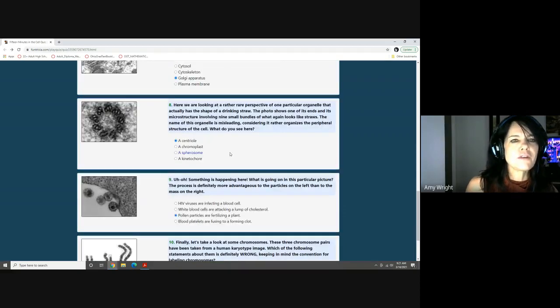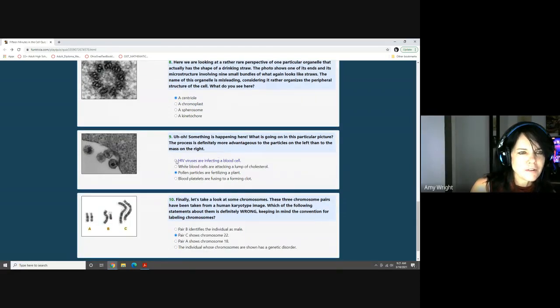Here we're looking at a rather rare perspective of one particular organelle that actually has the shape of a drinking straw. The photo shows one of its ends and its microstructure involving 9 small bundles of what again looks like straws. The name of this organelle is misleading. Consider it rather organizes the peripheral structure of the cell. What do you see here? I chose the centriole. I think I got this one wrong, but I can't remember. So I don't know if that's right or not. We'll check at the end.